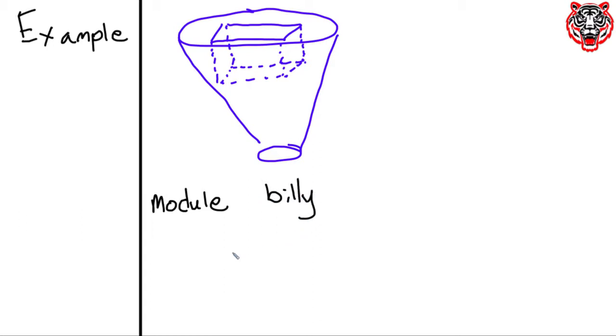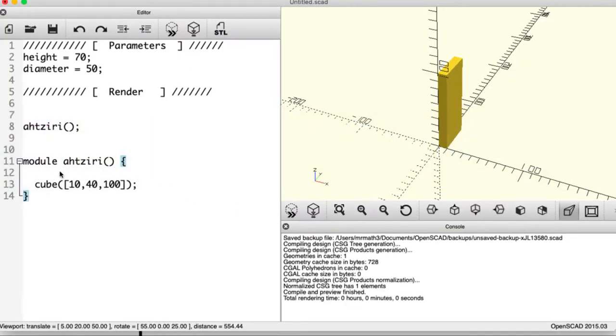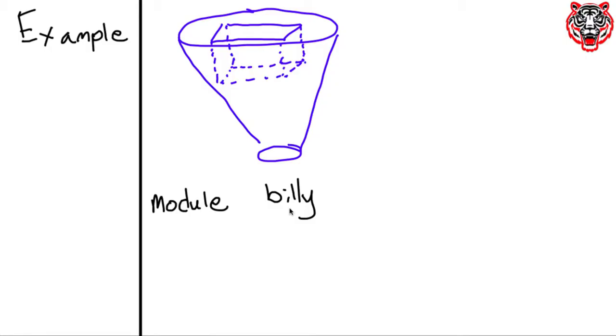And I believe modules can have capital letters in them. I'm curious, can I try that out right now? Let's change this to capital A, capital A. Does it like us still? Yeah, so you can have capital letters. If we want to call this capital Billy, we're allowed to do that. Billy.